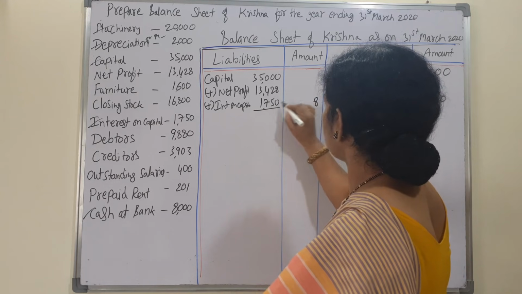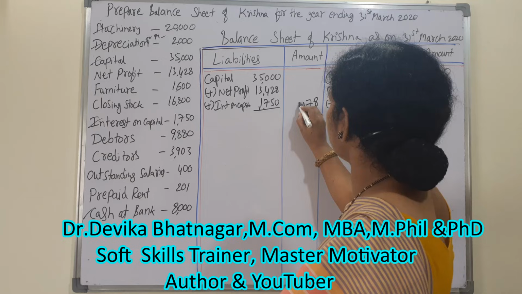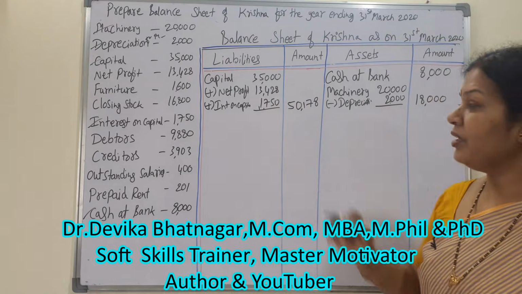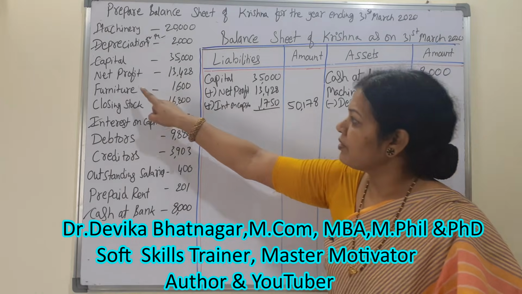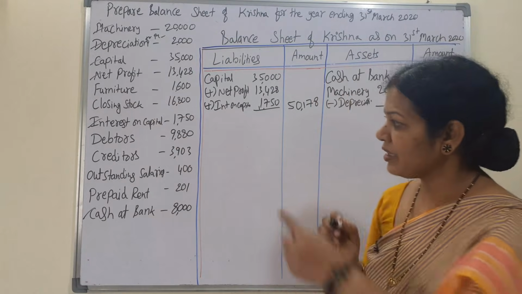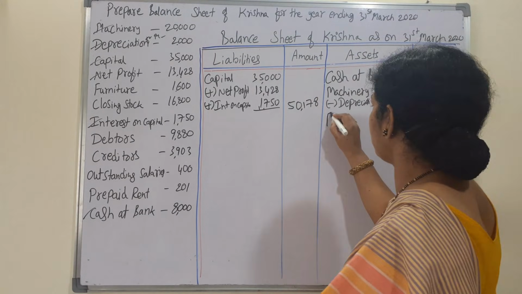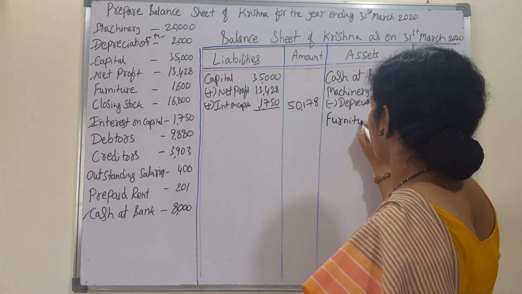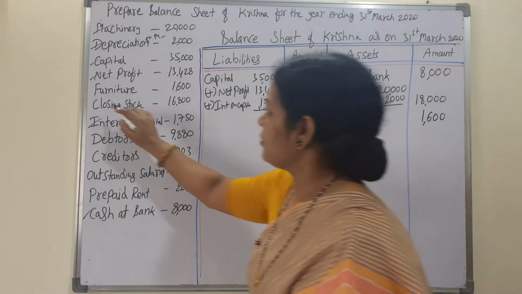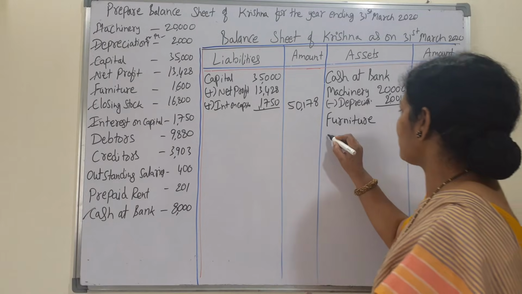The total is 50,178. Then after that, net profit we have already added, taken, na? Next, furniture. Related to furniture, is there any depreciation? No. So we can write furniture in the outer column only. Furniture is 1600. Furniture is over. Next, closing stock. Closing stock is always an asset. So in the balance sheet, asset side, closing stock.